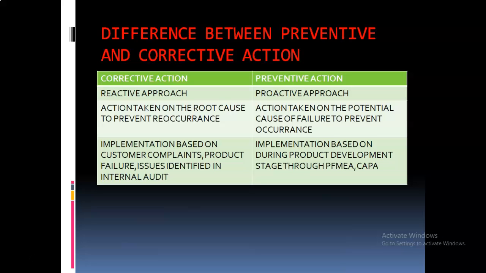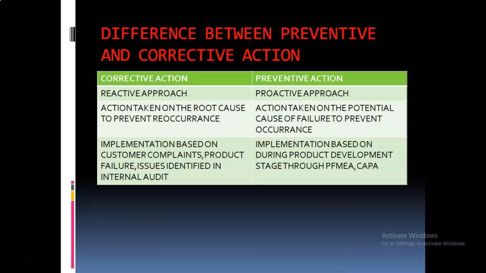In corrective action, action is taken on the root cause to prevent reoccurrence, while in preventive action, action is taken on the potential cause of failure to prevent occurrence. Means in corrective action, we take action on the root cause so that this type of problem will not happen in the future. While in preventive action, we take action on the potential cause of the failure so that any type of issue will not happen in the future, and our process or our system will run smoothly.